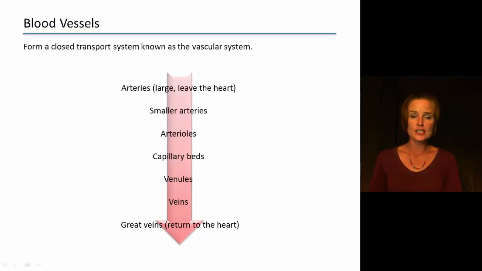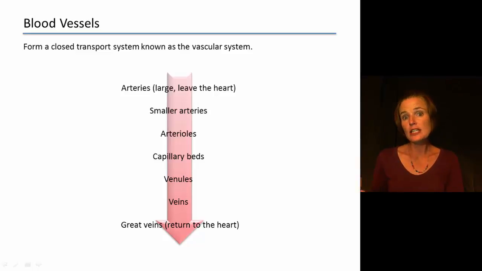When it leaves the heart, it is going to be through the large arteries. So the blood will leave through those arteries, and then those arteries are going to deliver the blood to smaller arteries. And then it will be delivered to arterioles, and then eventually to capillary beds. Now, the capillary beds are what is directly associated with the various tissues that are going to be receiving the oxygen from the blood.